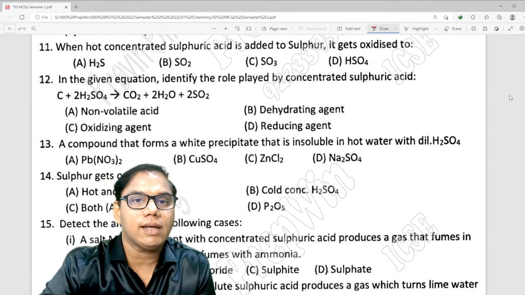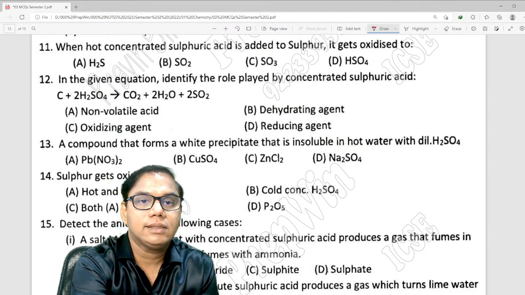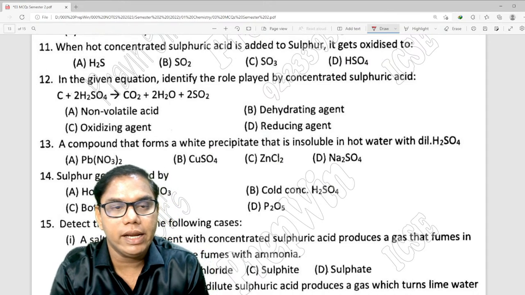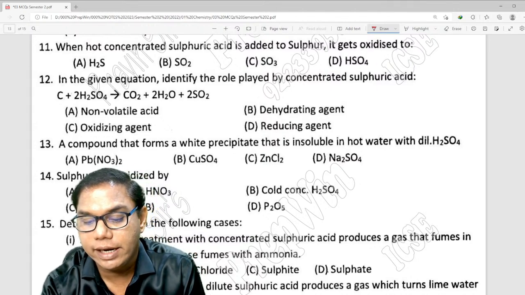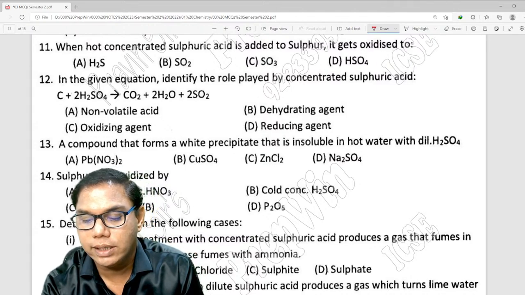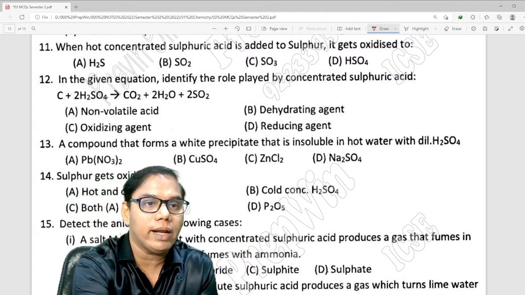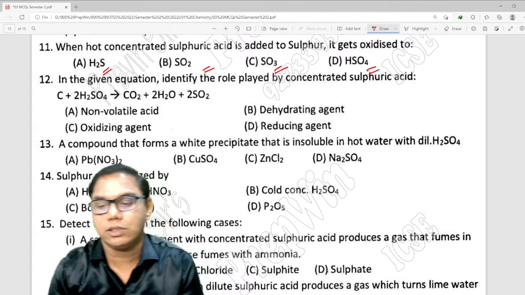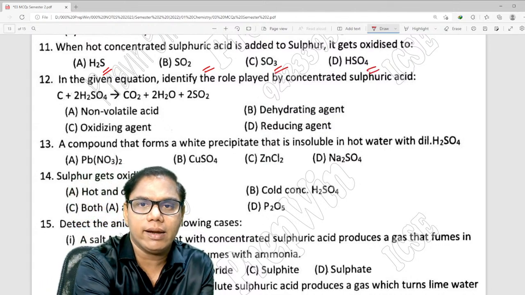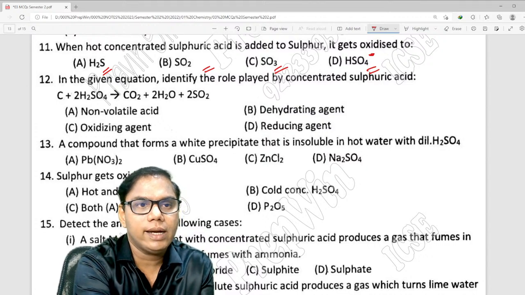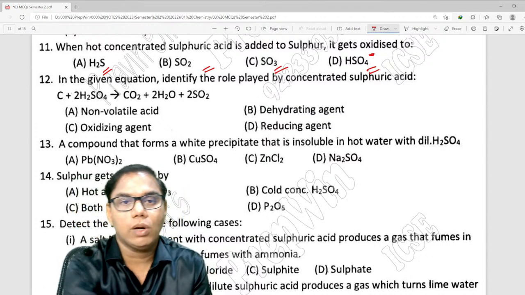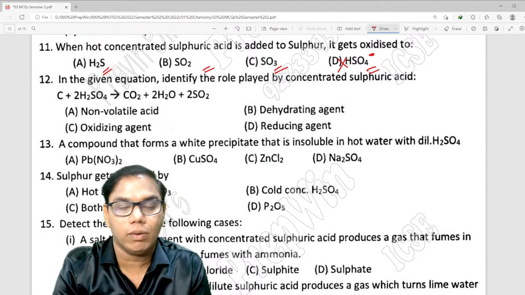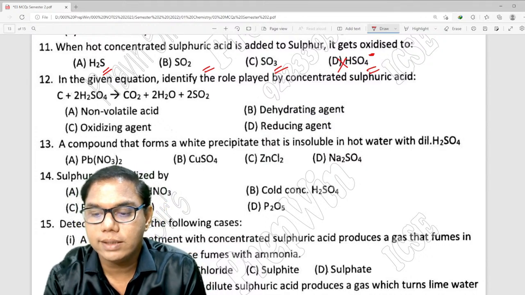Tell me this 11th, again important. Sulfuric acid is added to sulfur. It oxidizes to what? Read the question carefully. H2S, SO2, SO3, or HSO4. HSO4 is the ion, right? Okay, let us rule this out. What is the correct option for the 11th one?